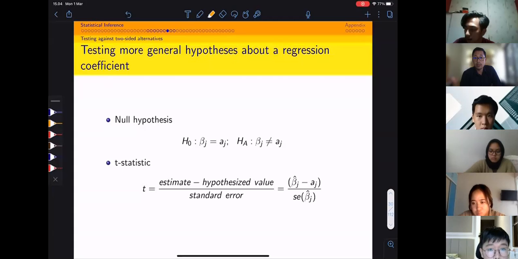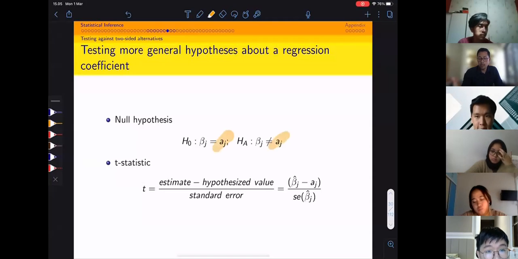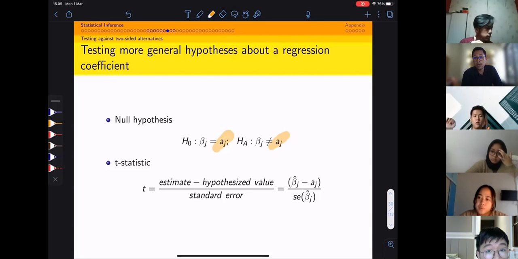Okay, very good. So far we've been testing the null hypothesis that beta j is equal to a particular value, which is 0. However, in some cases, we want to test a value of beta j not equal to 0. So for example, it could be a particular constant. It could be equal to 1, it could be equal to 2, and so on and so forth.